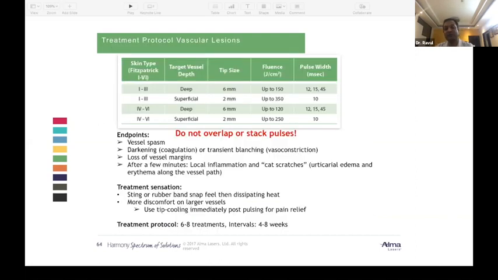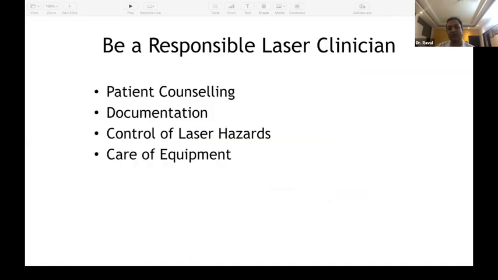This depends upon the protocol and the skin type, because once you do it, you have to keep on doing it. Remember that fairer people have less melanin, so you need to be careful about what sort of powers you are using. In the end, I'll say be a responsible laser clinician, and you should know your equipment very well before you start using it. Thank you.